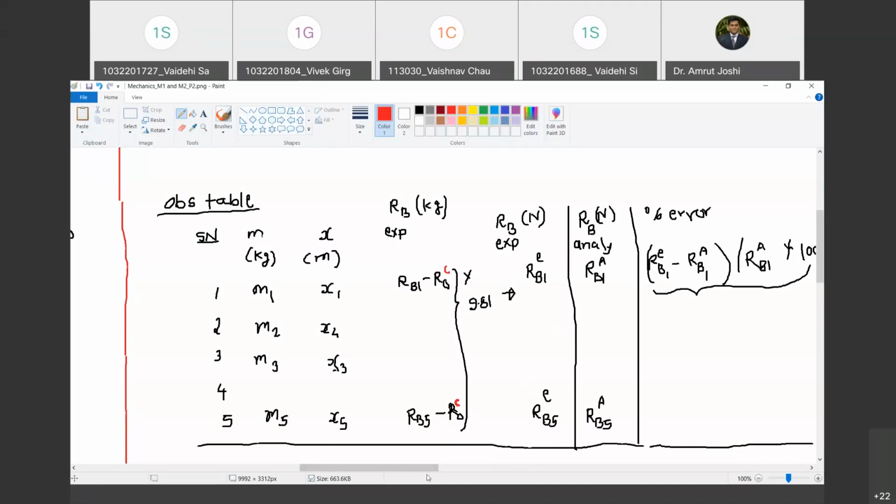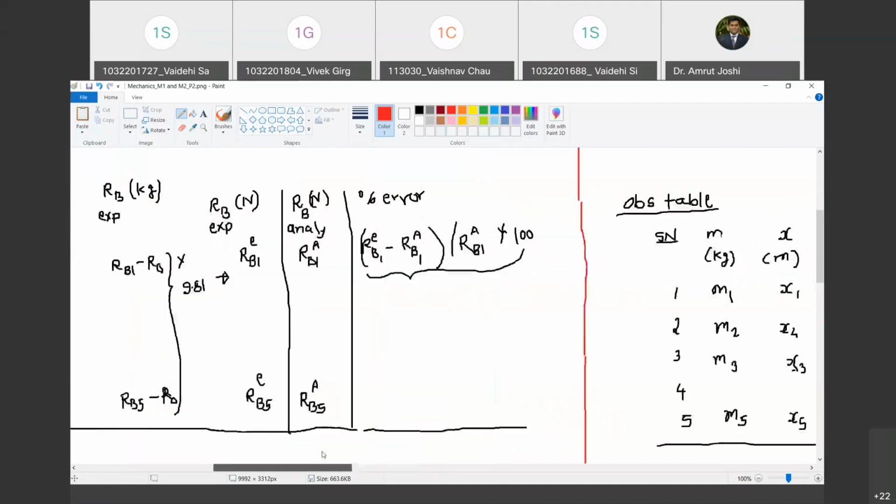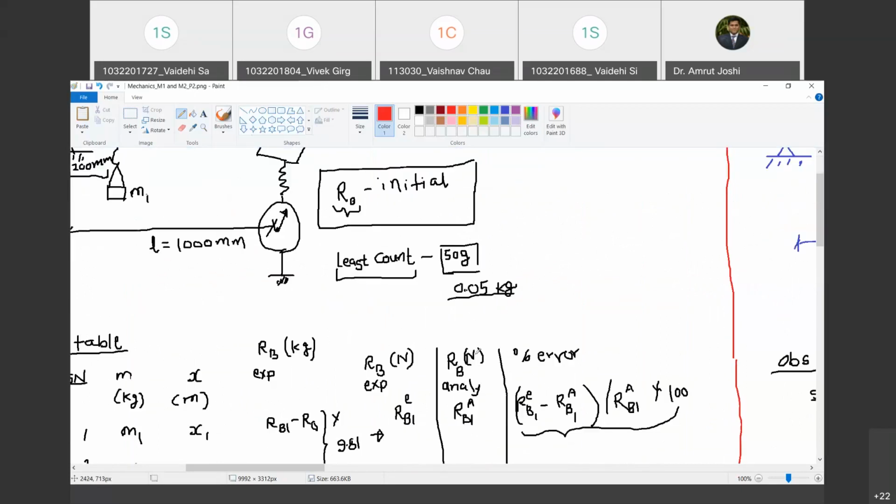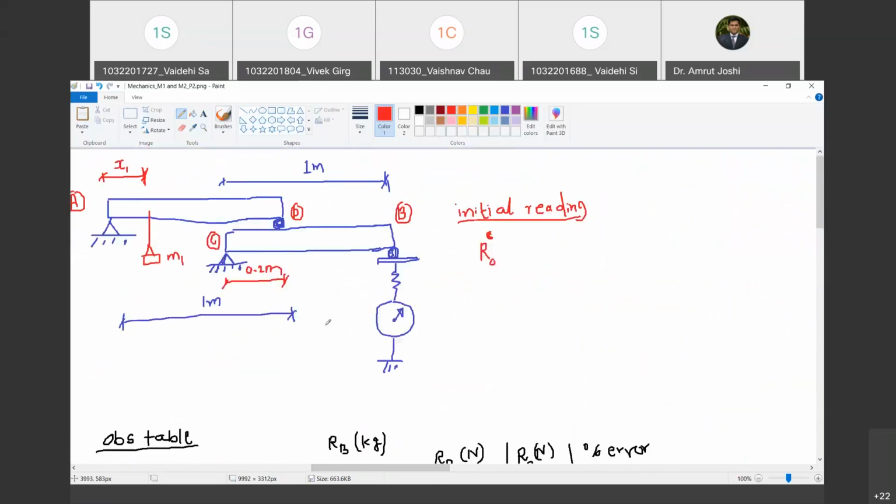So now we are left with only two things to do. Which ones? In this case, we have to derive an expression where we can find out RB analytically. And in the second case of compound beam, here also we have to derive the expression where we can find out RB analytically. You agree with me?